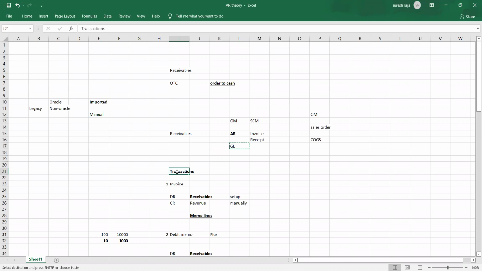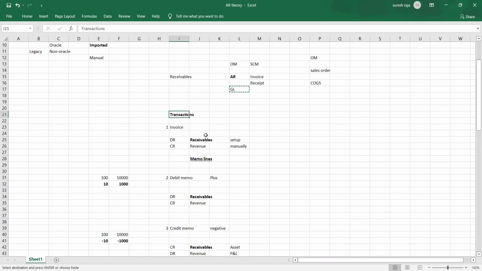So in Oracle AR, we have many types of invoices, five to six types. AP you call invoice, AR also you call invoice. Oracle has given the name transactions for AR. It is nothing but invoices only. Transaction is nothing but invoices.